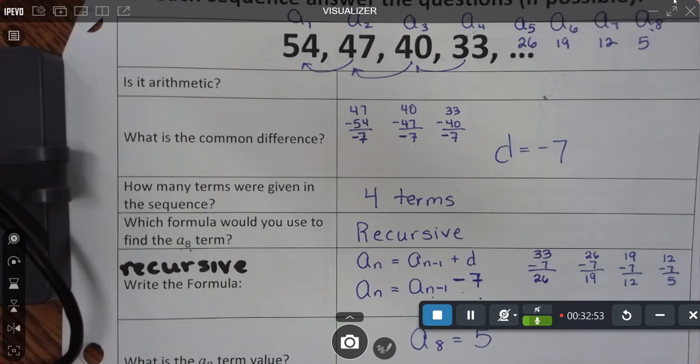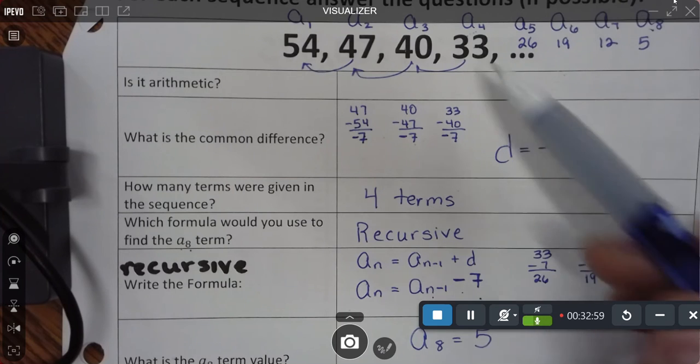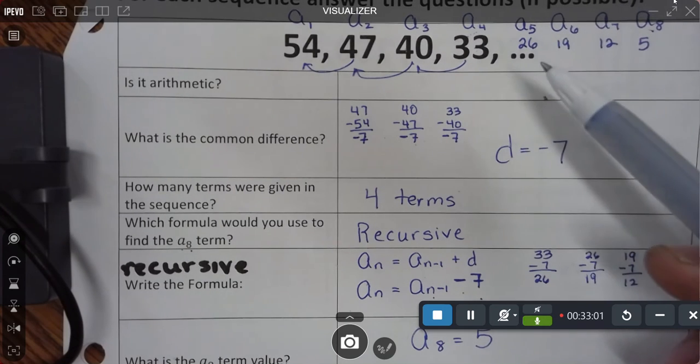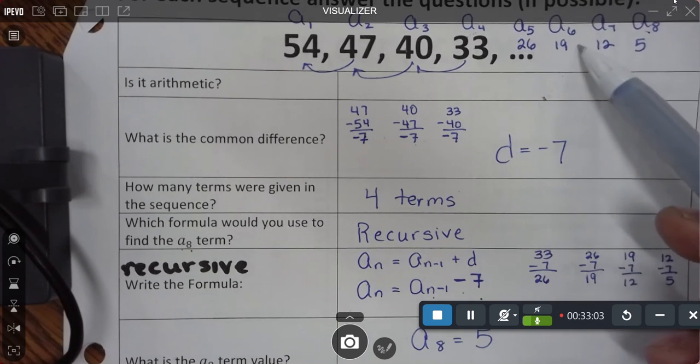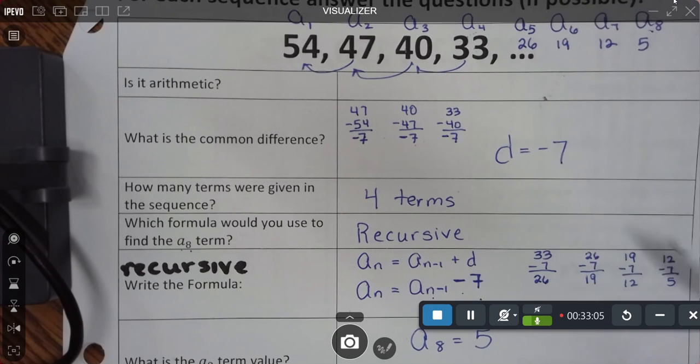That's what recursively means. And of course, it took us longer because we wrote down the steps. But normally, you just go to your calculator and you do 33 minus 7, 26 minus 7, 19 minus 7, 12 minus 7, boom, I have the 8th term.